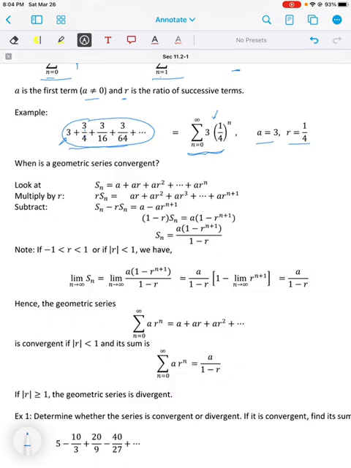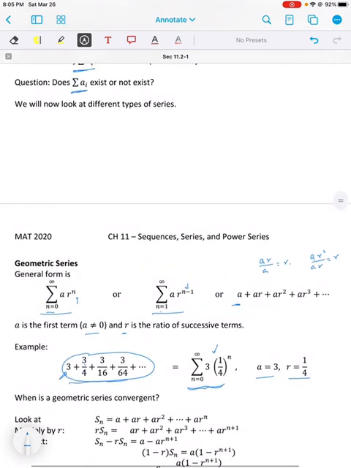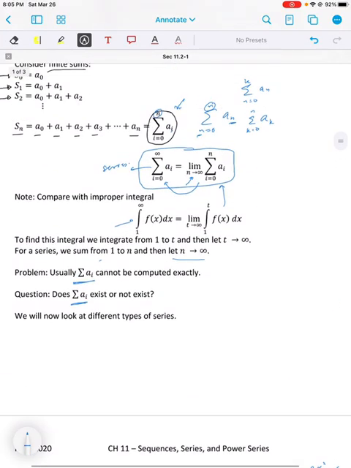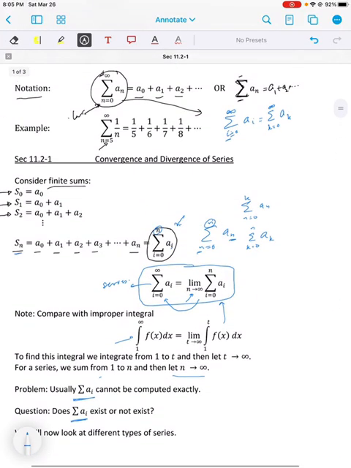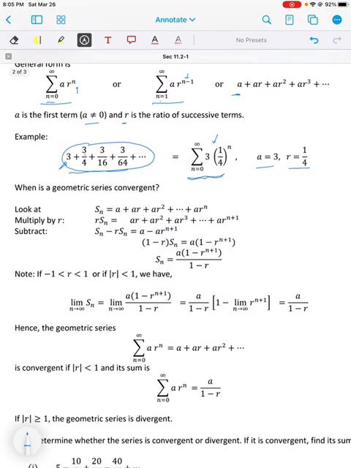So let's see when we can say that this geometric series converges. What we do is we look at the finite sum, and remember that's what we explained earlier, that we find the finite sum and then we apply the limit to the finite sum. So we are going to look at S sub n, which will be a plus ar plus ar squared plus dot dot dot plus ar to the n. This is a trick that we use.